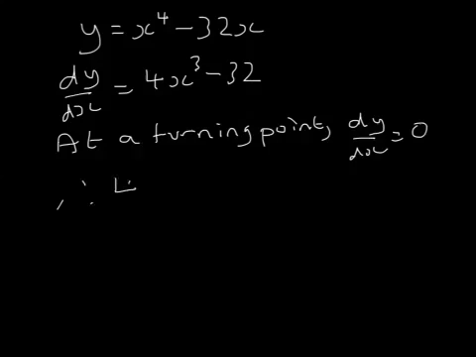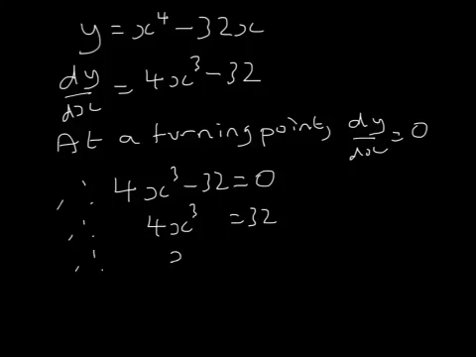So therefore 4x cubed minus 32 equals 0, because the gradient is 0 at this point. That means 4x cubed equals 32. Let's divide by 4. x cubed equals 8. And yes, x equals 2. That's how it looked on the graph, but now we've proved this algebraically.